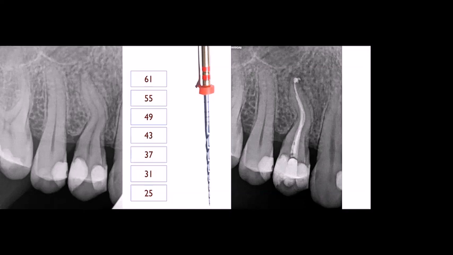Why? Because if the curvature starts 2 millimeters shorter, the mass of the instrument, the diameter, is 37. But if the curvature starts 4 millimeters shorter from the working length, the size is 49. And if the curvature starts 6 millimeters shorter from the working length, the diameter will be 61, so much higher. So the risk will be higher if the curvature starts in the coronal part of the root canal.